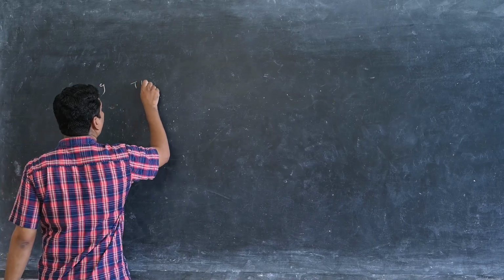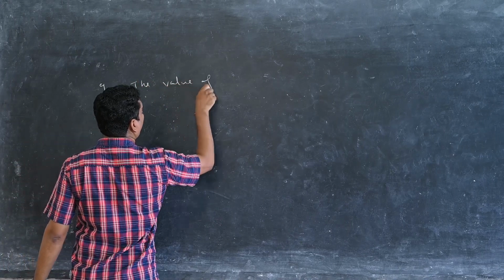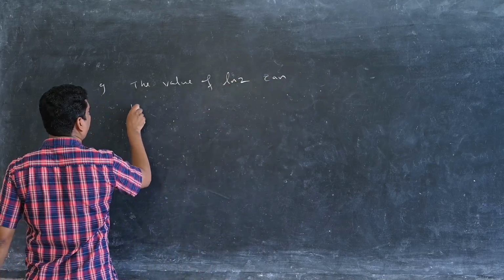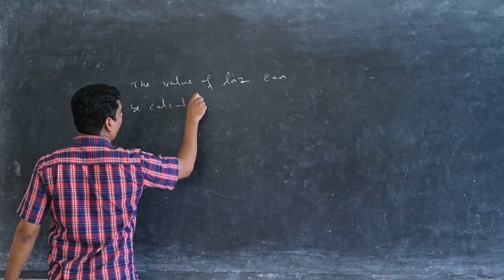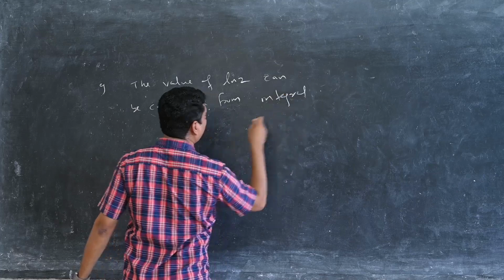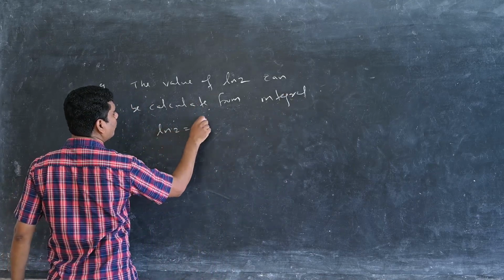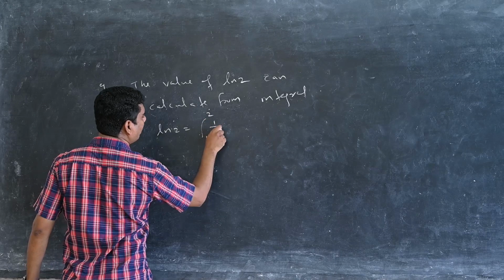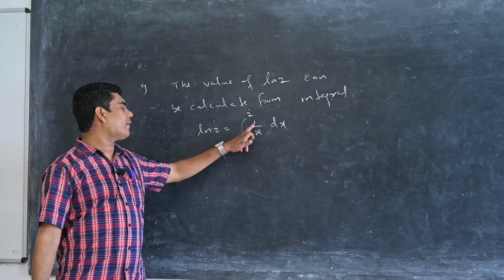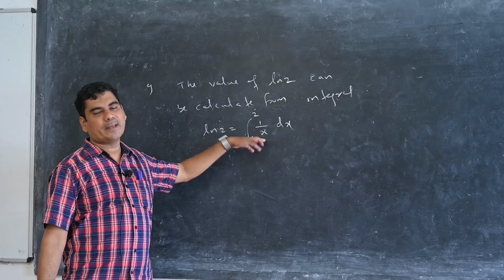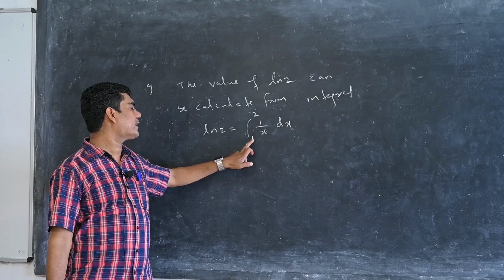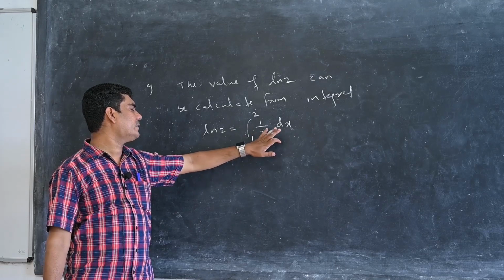The value of ln 2 can be calculated from an integral. ln 2 is equal to the integral from 1 to 2 of 1 by x dx. The integral of 1 by x is ln x. We apply the limits: ln 2 minus ln 1. ln 1 is 0. So the value of this integral, from 1 to 2 of 1 by x dx, is ln 2.